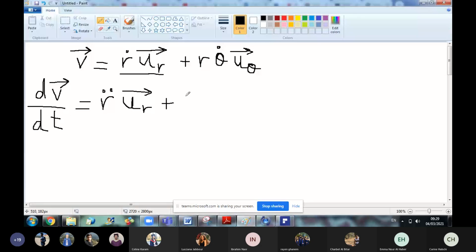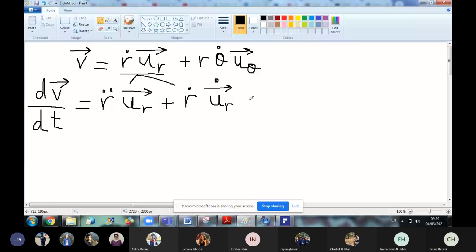We already found du_r by dt together. Who remembers what it came out as? It came out as theta dot u theta, right? So later, when we replace, we can replace du_r by dt by theta dot u theta. So we are done with the derivative of the first term, and when you derive this you get these two terms.